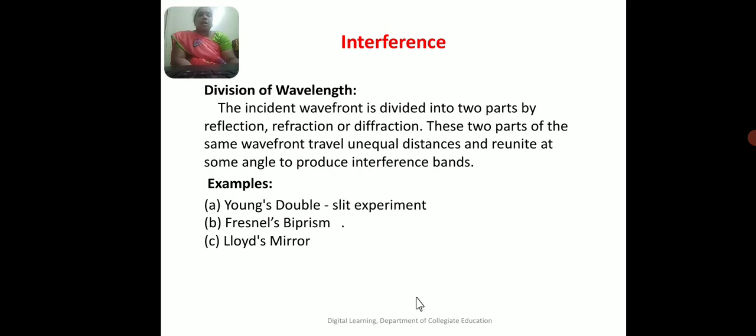Now these two wavefronts have the same frequency, the same amplitude, and move with a constant phase difference. That's why superposition takes place between the two wavefronts, and it forms an interference pattern on the screen. The interference pattern consists of alternate bright and dark bands. By using this concept, three experiments are performed: Young's double slit experiment, Fresnel biprism, and Lloyd's mirror. These three experiments are examples of interference due to division of wavefront.